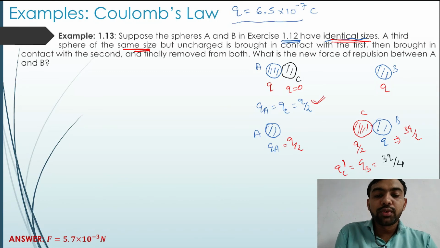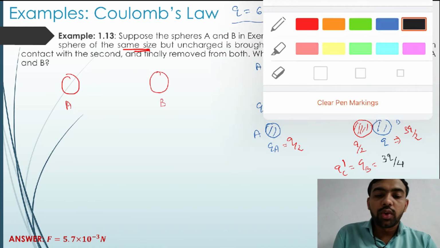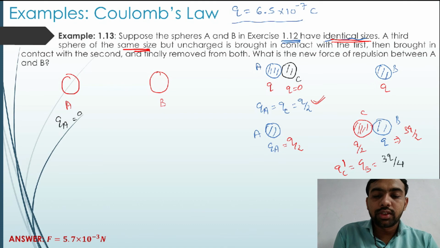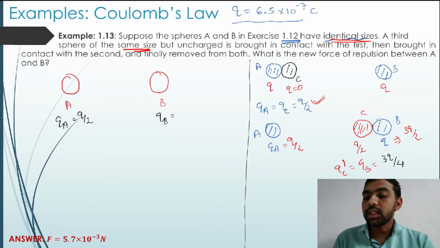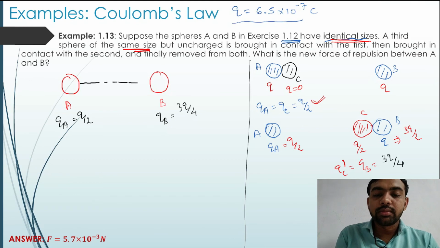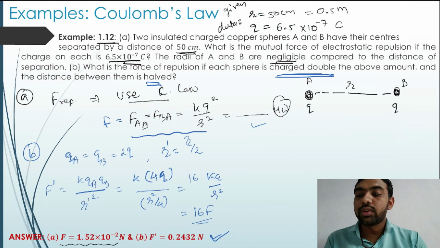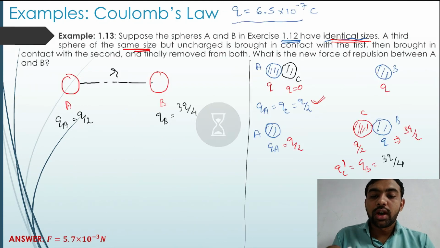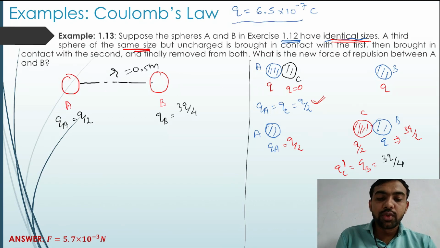So now what is the force between this? So that is A and that is B, but the charge has changed here. What is the charge on A? That is Q by 2. And what is the charge on B? That is 3Q by 4. That's the new charge. And what is the distance between them? Suppose it to be R. R is given in the first row, R is equal to 0.5 meter.